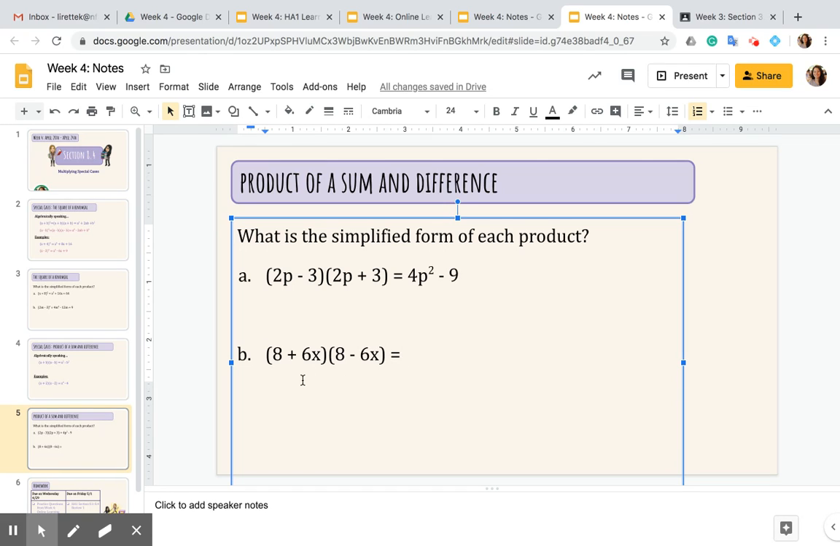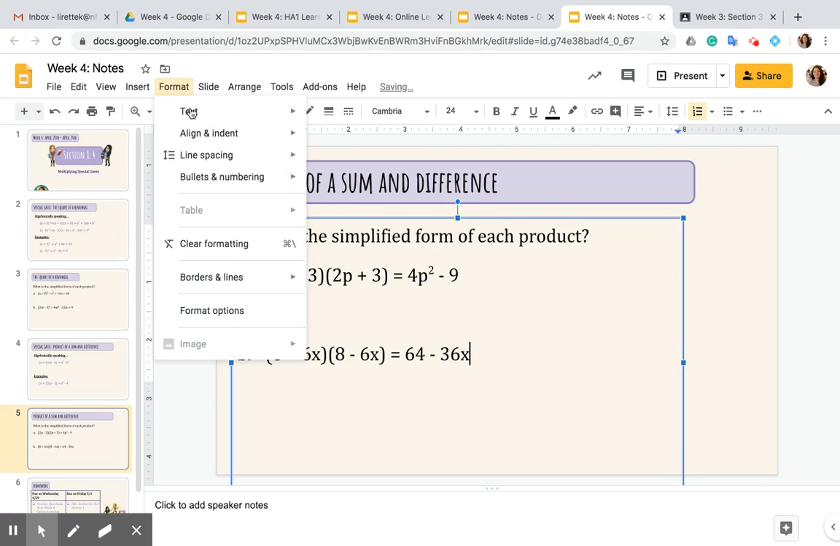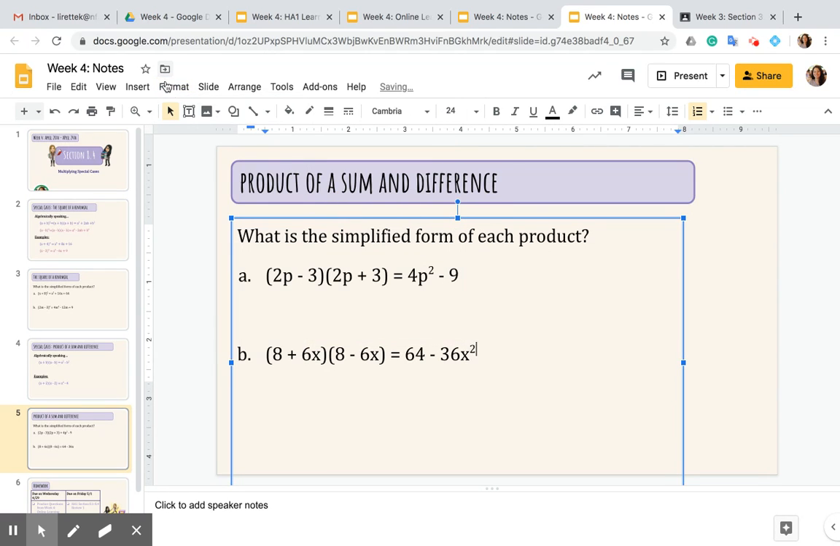Okay, next one. I know it's a product of a sum and difference because the terms match, 8 and 8, 6x and 6x. The only difference is that one is a sum and one is a difference. So to get my answer, I'm just going to square the first term. I get 64. I'm going to square the last term and get 36x squared. And I put a minus sign in between the two. And there's my final answer.